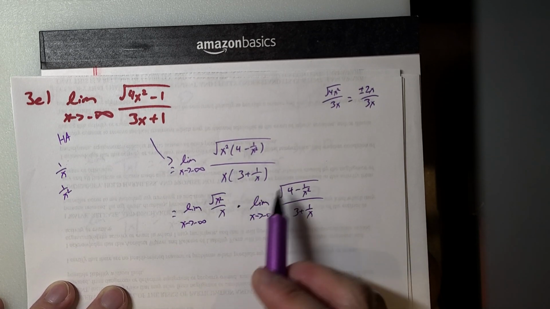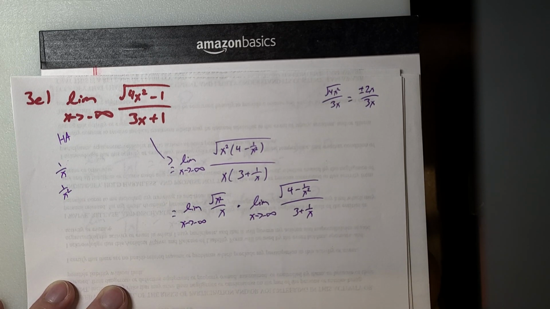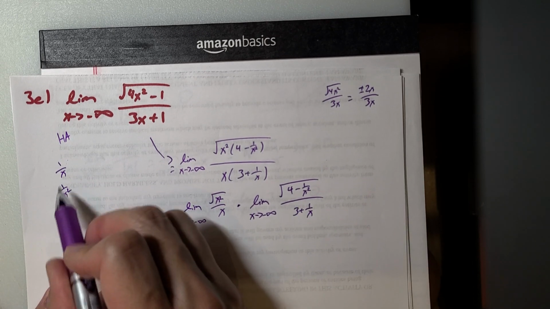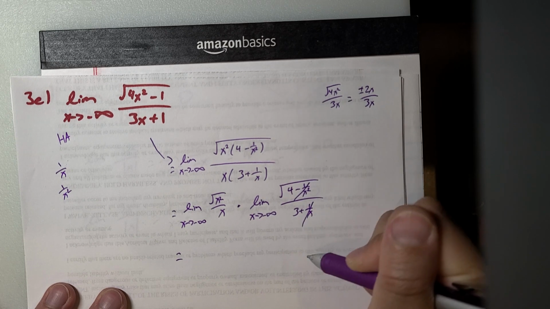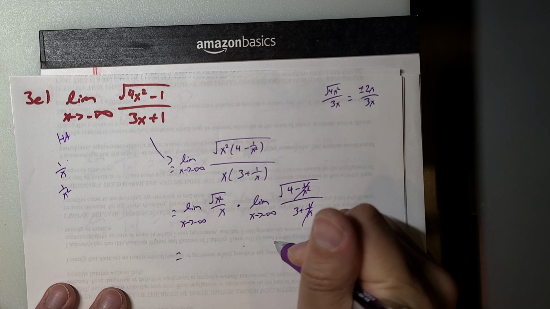A product of two functions, we can break it out as the limit of the two functions multiplied together. Now, this limit is easy because remember, we want something like this. This term would go away. This term would also go away. So we're left with root 4 over 3, which is 2/3.